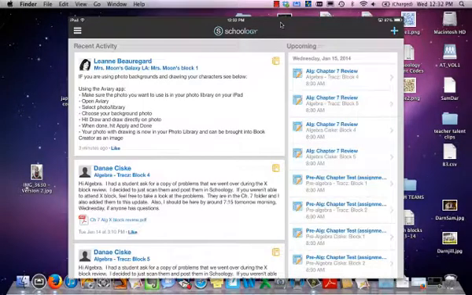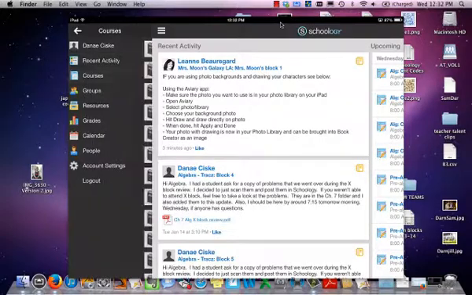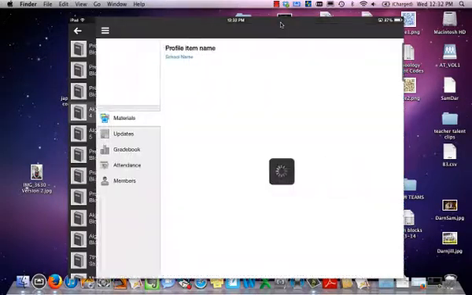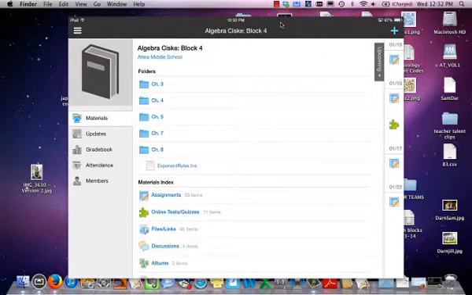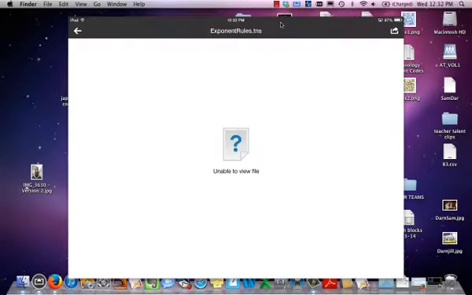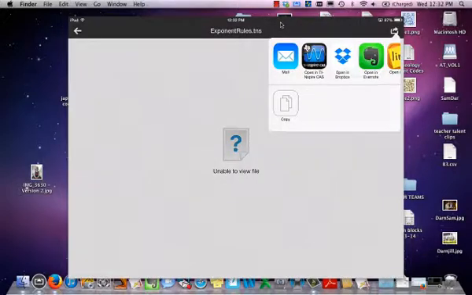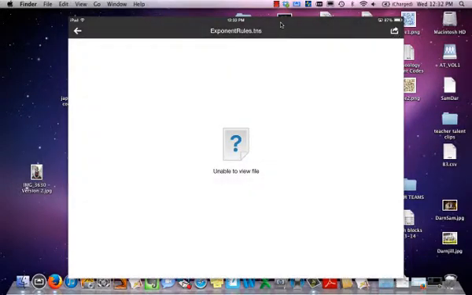And I think you know this routine, but I'm going to go to my block 4. Doesn't matter which block you're in. And in the Chapter 8 folder, there is this Exponent Rules file. Of course, it says it can't view it, but it will be able to if you open it in your NSpire CAS up there in the upper right.